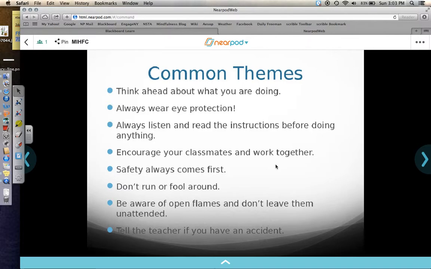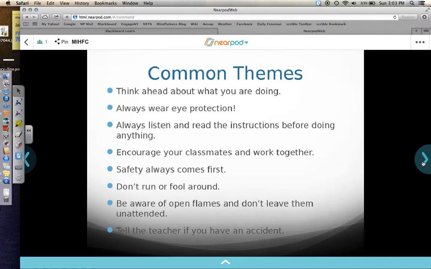Encourage your classmates and work together. You don't want one person doing all the work. Safety always comes first, obviously. Don't run or fool around. Tell a teacher of an accident. Things like that. So based on those common themes, I would have those posted on the board.